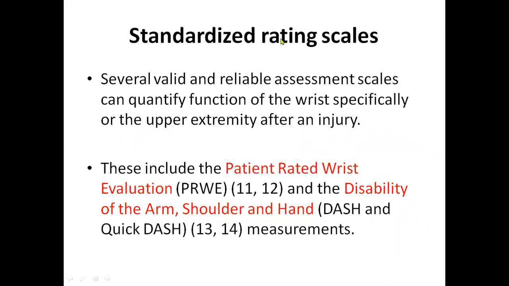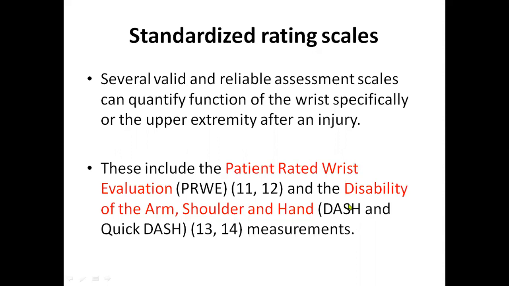Some different scales can be used to check the functional ability and disability of the wrist and hand. You will find many valid and reliable assessment scales in the literature when you search for that. Among these, two of them are the Patient-Rated Wrist Evaluation and the Disability of the Arm, Shoulder, and Hand, DASH.